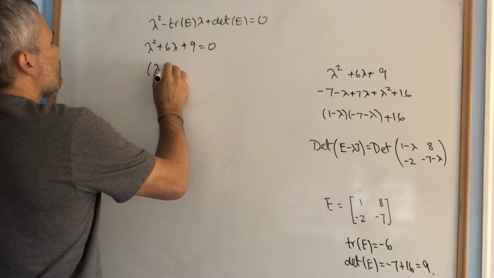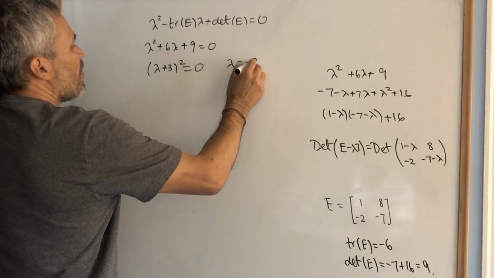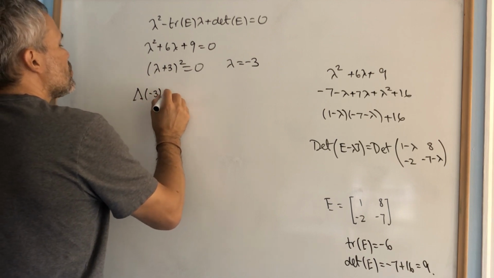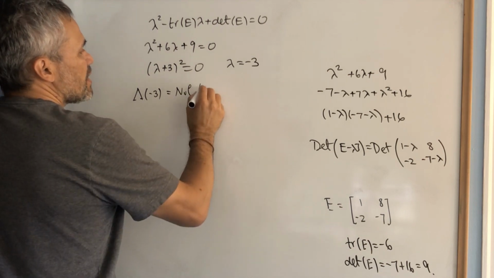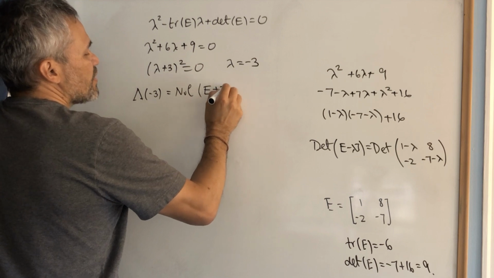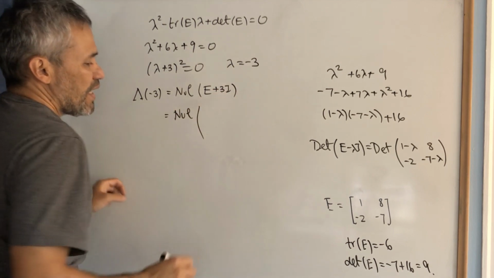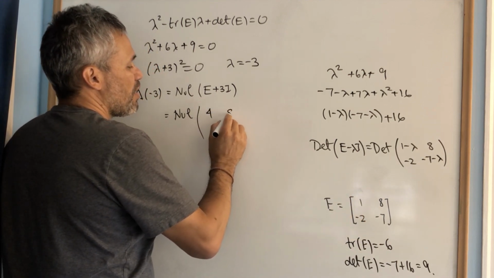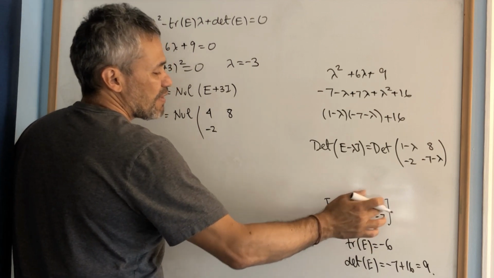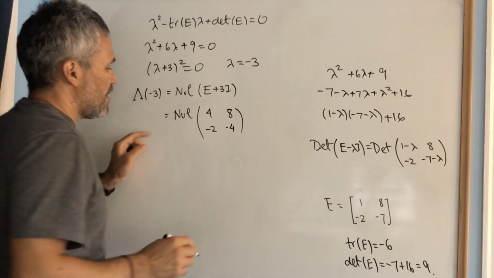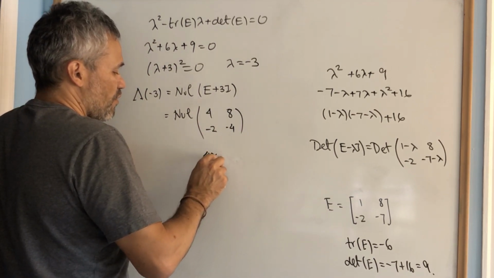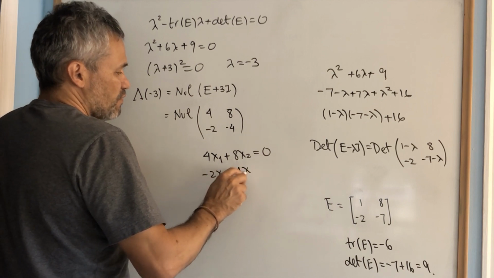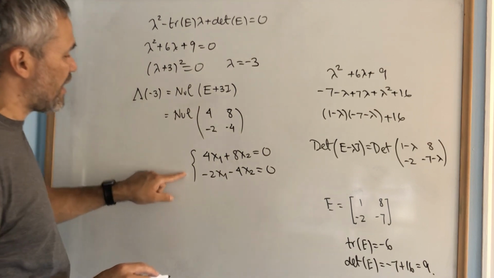We can factor this as lambda plus 3 squared equals 0, and that means that the only solution is lambda equal negative 3. Then to compute the eigenspace, we need to find the null of the matrix E minus negative 3, which is plus 3 times I. And this is essentially the matrix that we get when we subtract negative 3 in the main diagonal. There will be 1 minus negative 3, it will be 4, 8, negative 2, negative 7 minus negative 3, it will be negative 4. And then to find this null, we need to solve the equation 4x1 plus 8x2 equals 0, and negative 2x1 minus 4x2 equals 0. This is the homogeneous system that allows us to find this null.